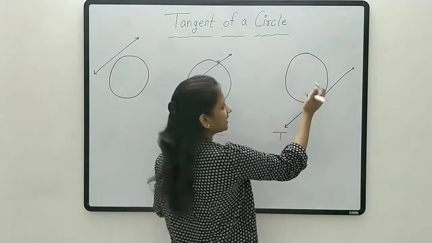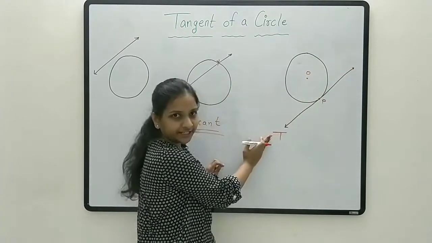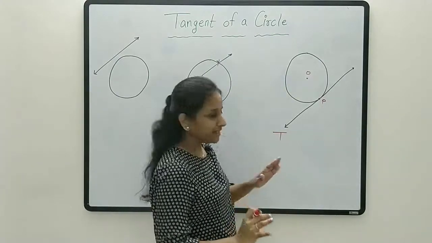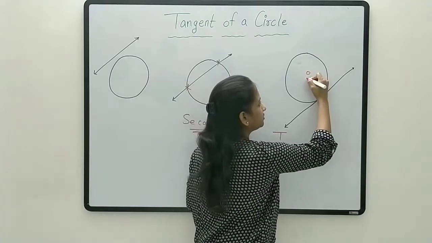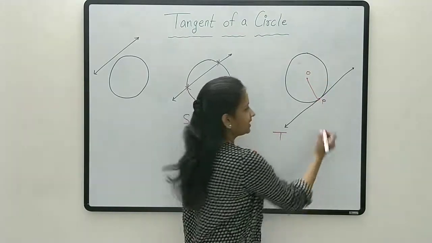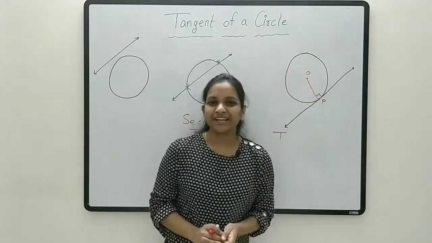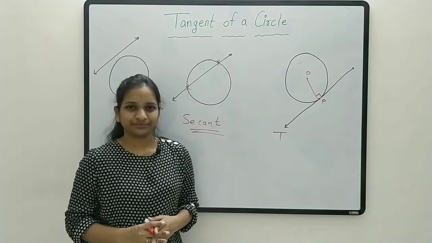Now consider the circle with center say O, and this is the tangent line T, and the point of contact is P. Now always remember the tangent and the radius at the point of contact. So this is the radius OP. They are always perpendicular. Tangent and radius are perpendicular to each other.